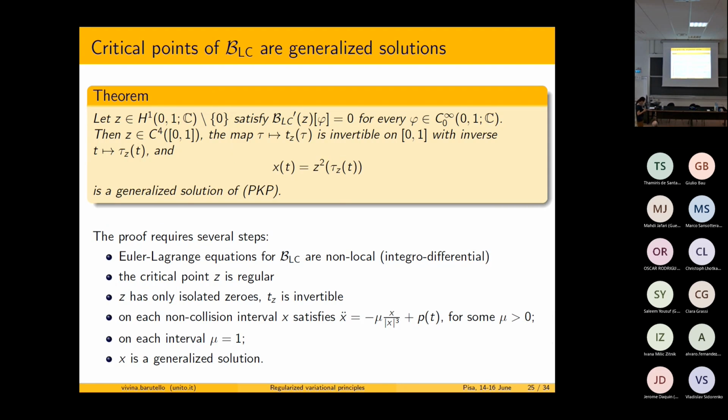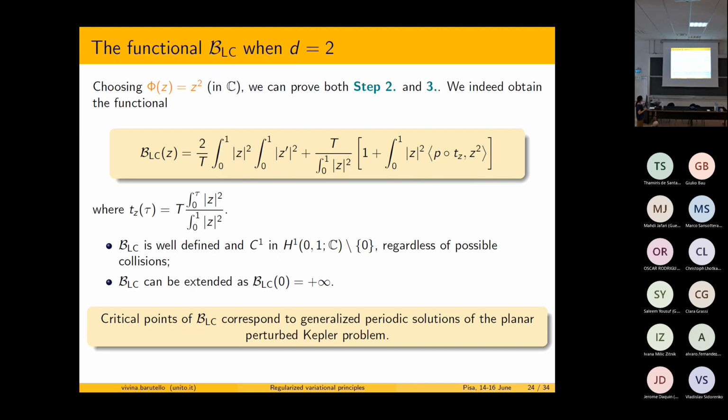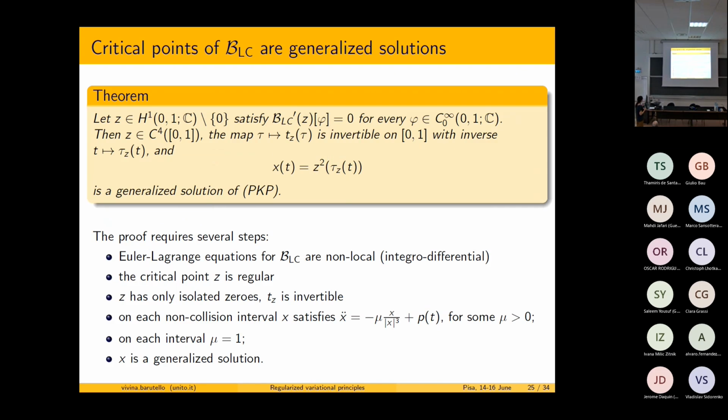It's done in many steps. Here is the precise statement, but it's not important. The proof is done in some steps. The first step is to find out the Euler-Lagrange equation associated with the functional. It's quite a tricky functional. So finding the Euler-Lagrange equation took some moments, but then you find this equation, an integro-differential equation.